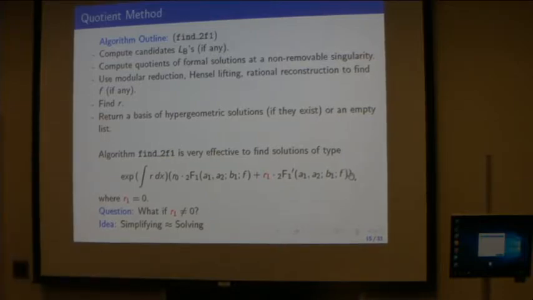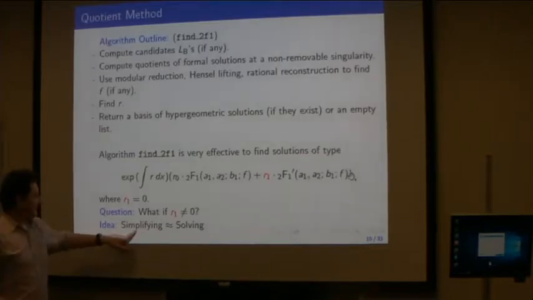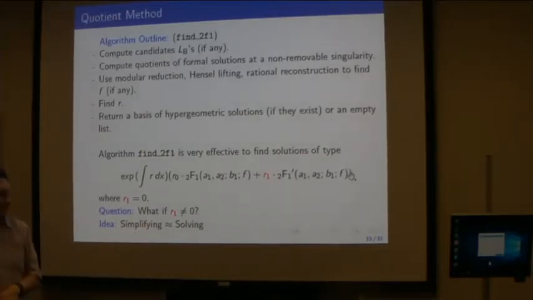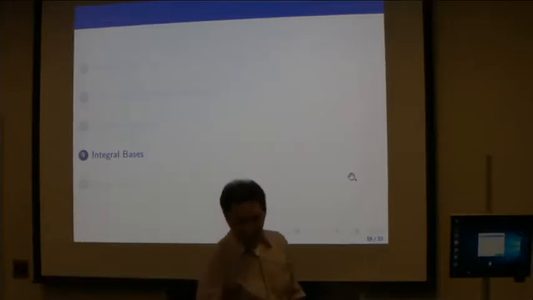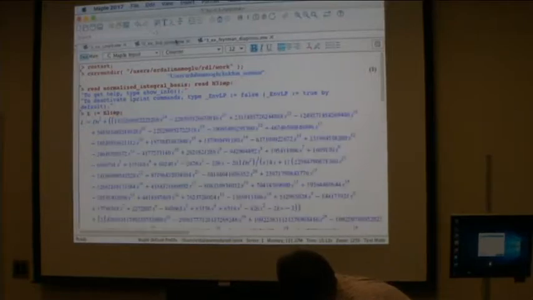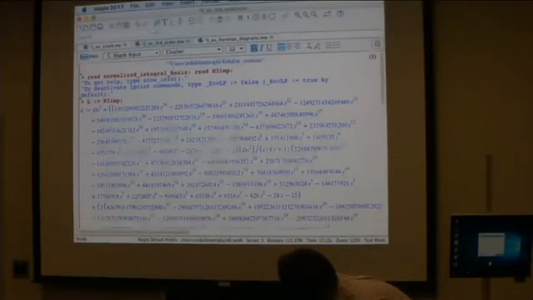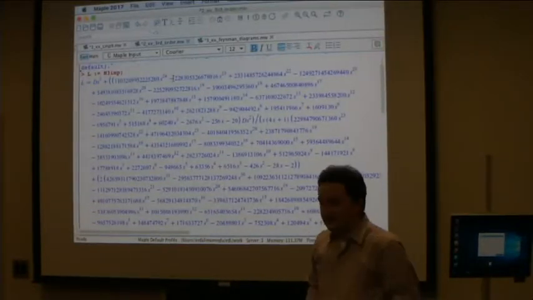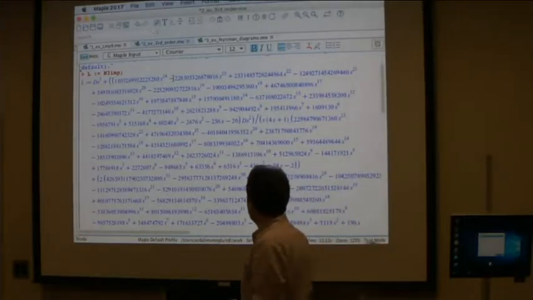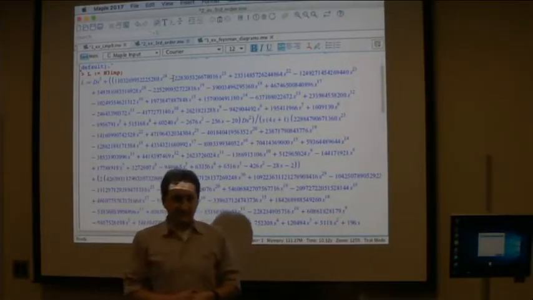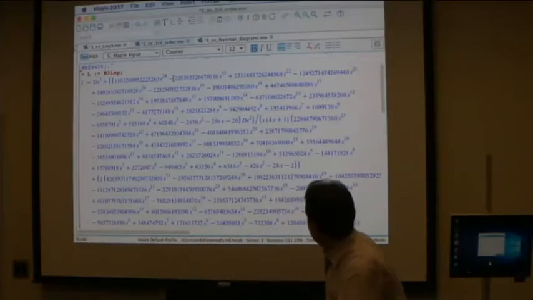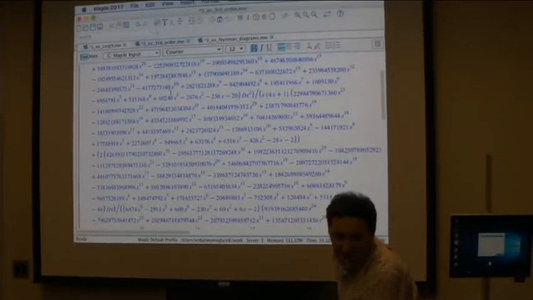So what do I mean by that? I will give you an example here. So now I want to talk about integral basis. So maybe I should give an example for this statement, why simplifying is almost equal to solving. So here, we have this example. This is an order 3 differential operator. This comes from a physics paper.